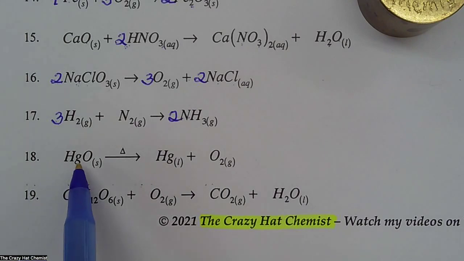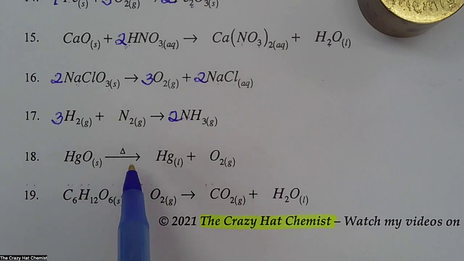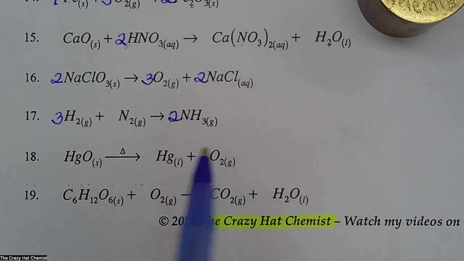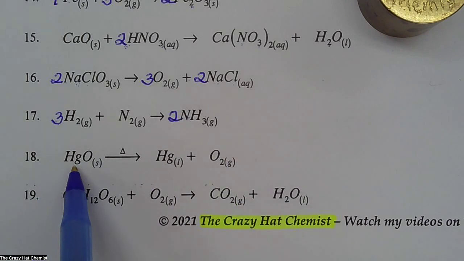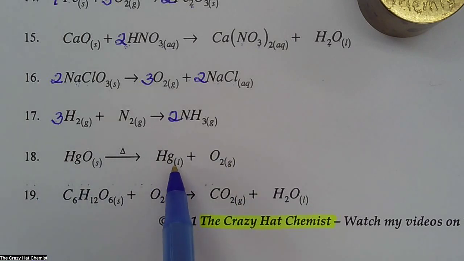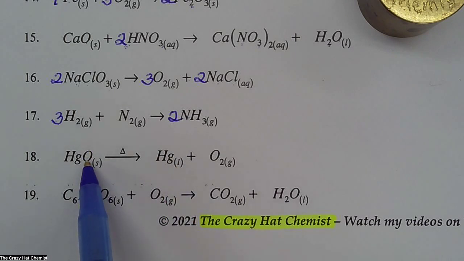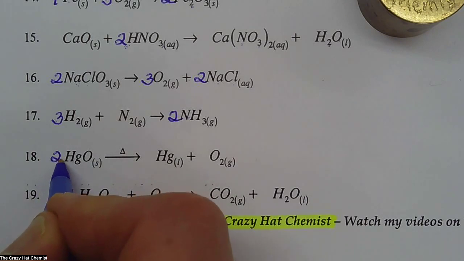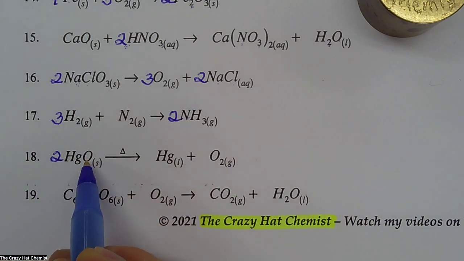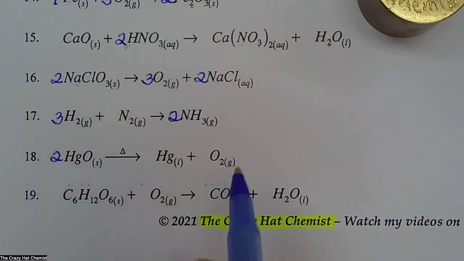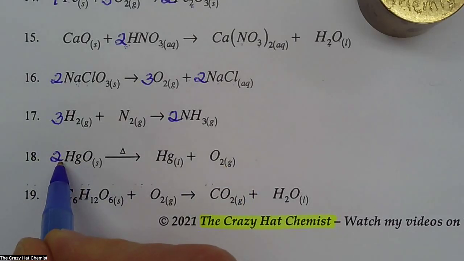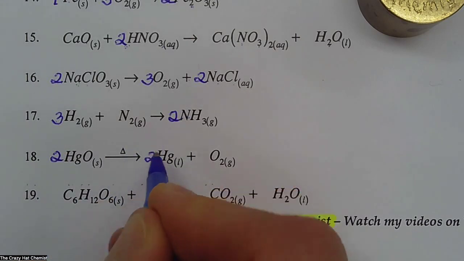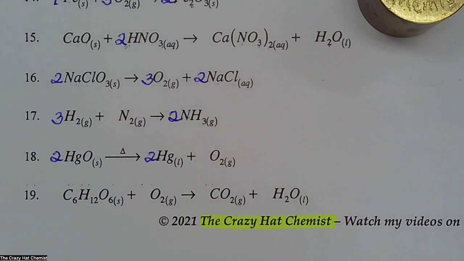The next one is a decomposition reaction, that is mercuric oxide decomposes to mercury, liquid, and oxygen, gas. There's 1 mercury on the reactant side, 1 on the product side, 1 oxygen on the reactant side, 2 on the product side. So I'm going to have to place a 2 right here. That will give me 2 oxygens on the reactant side to match the 2 on the product side. 2 mercuries on the reactant side, and now 2 mercuries on the product side.